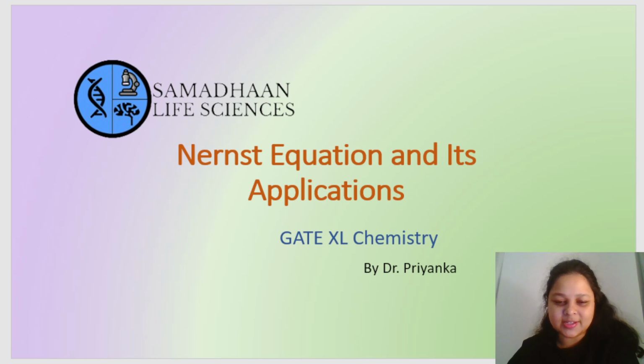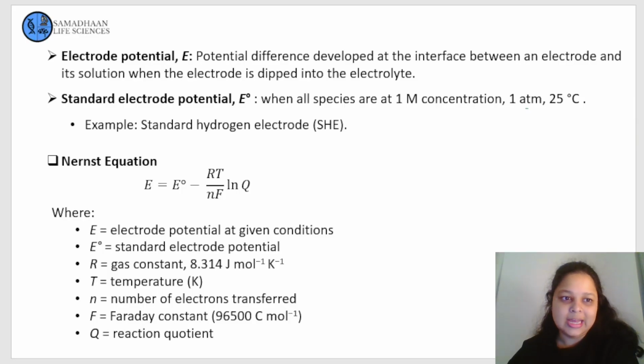Today our topic is the Nernst equation from electrochemistry. Let's start with electrode potential, which is the potential difference between an electrode and the solution it is dipped in. This comes from the tendency of an electrode to gain or lose electrons. If we are considering a cell, then we call the potential difference between two electrodes the cell potential or electromotive force, as in EMF.